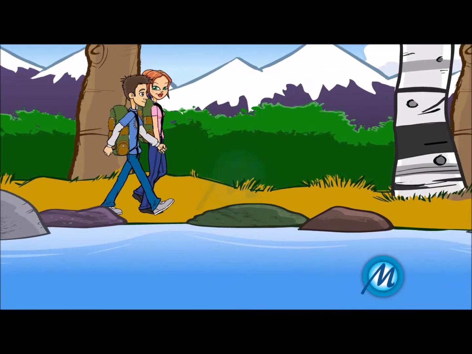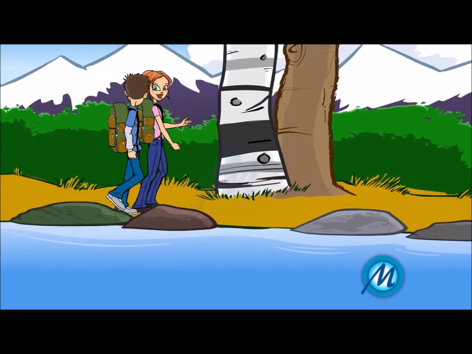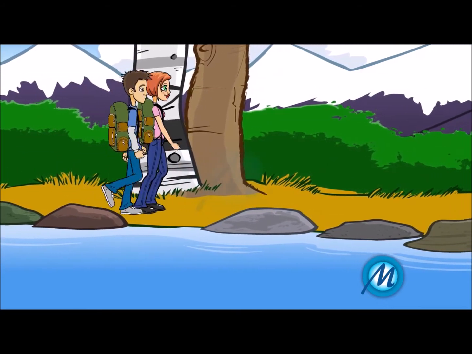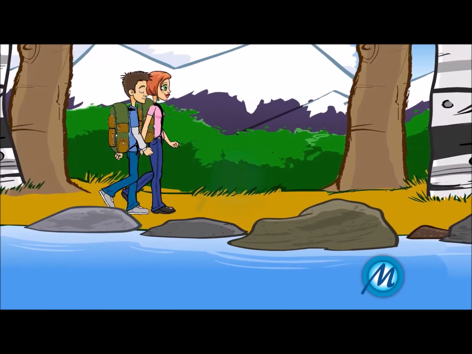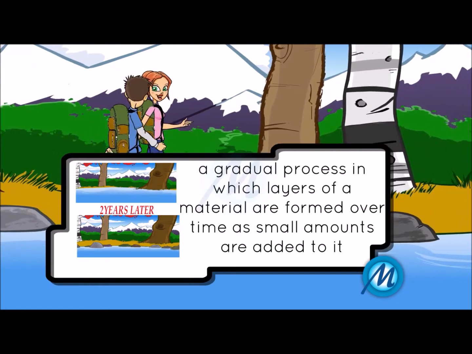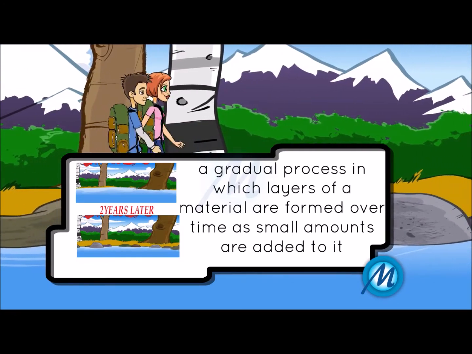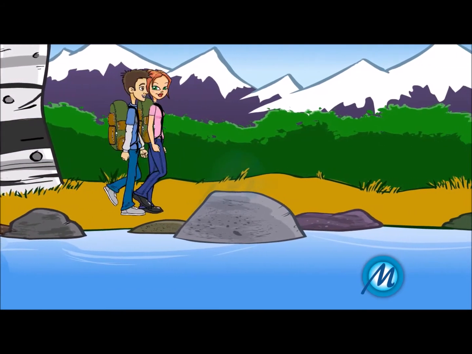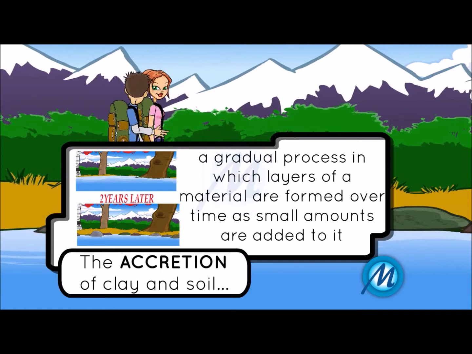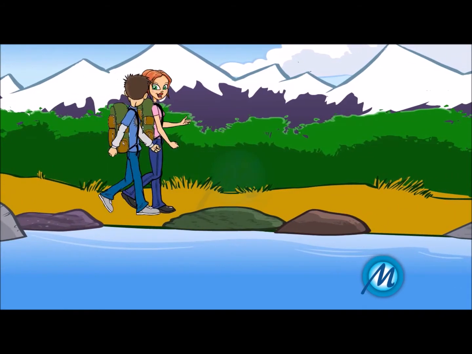Timothy, here, we should follow this river for a while. I really like walking on this soft river bank. This river is very broad and has been running through this region for several years now. I suppose the layers of this soft riverbank have formed over time as small amounts of clay were added to it by the river. That's what I studied in school anyway. You're right. The accretion of clay and soil has made this a fertile riverbank. You can see that from the lush vegetation growing here.